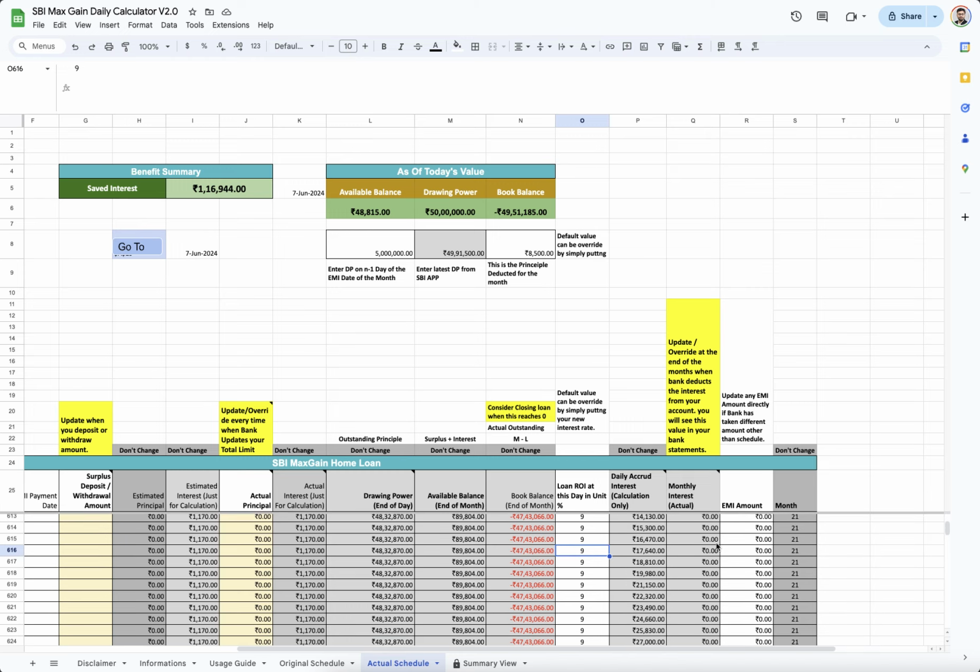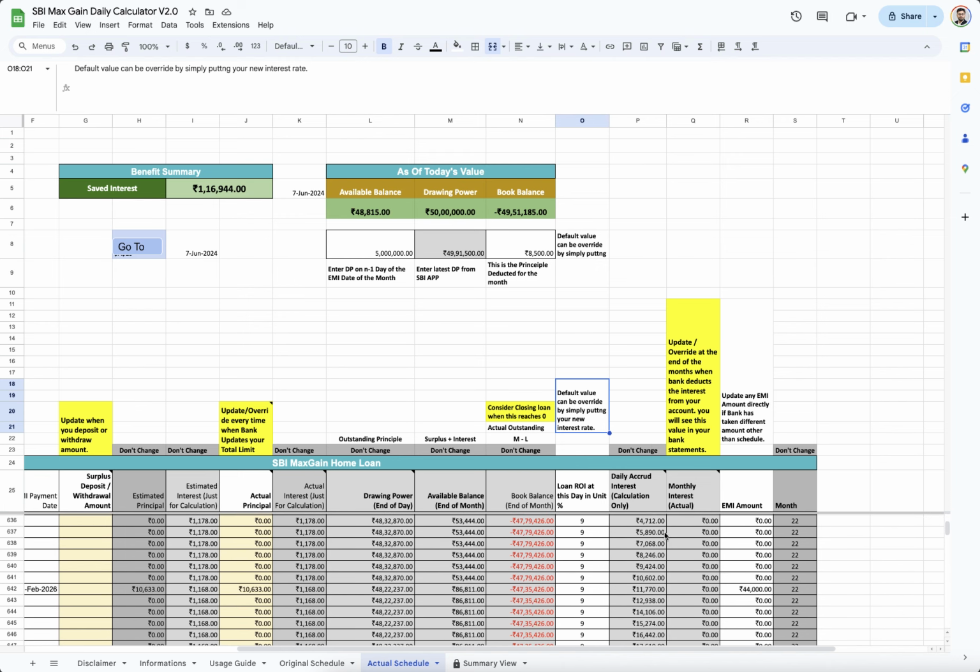The rest of the other columns I already explained. Some of the information I have updated here to explain what it is about and when to update which particular column.